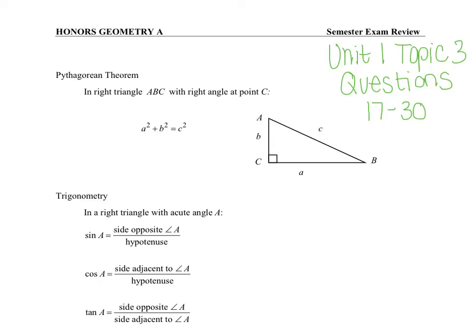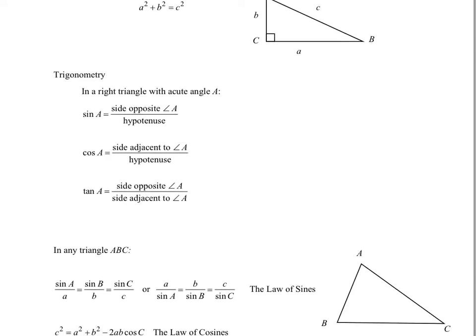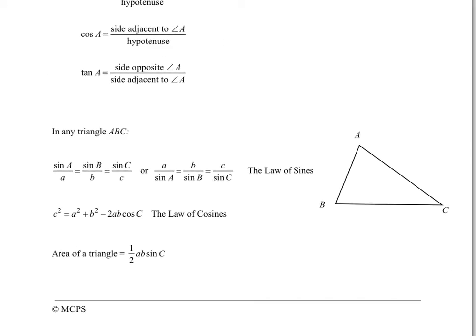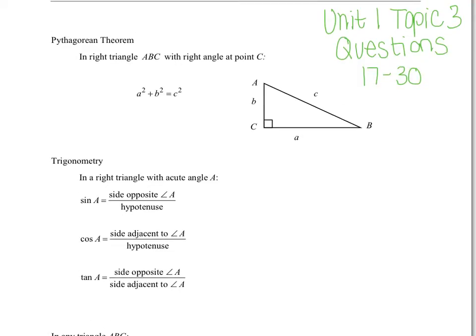This is the Honors Geometry Semester Exam Review for Unit 1, Topic 3, which is questions 17 through 30. I want to remind you that on the exam you'll be given a formula sheet that looks like this one. So even though it's not really relevant to this topic, it is a tool for you to use during the exam.